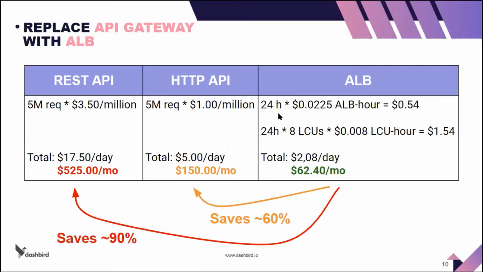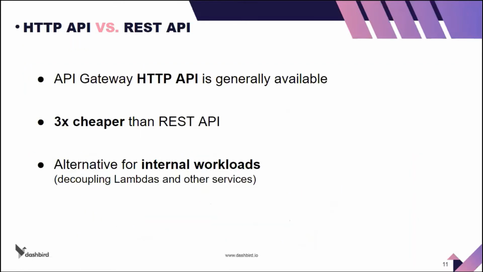The HTTP API, which is the new version, the simplified version that AWS launched last year and went generally available recently this year, would already save a lot of money, reducing to $150 per month. But if we consider an ALB for this exact same use case, it can save us even more money, even in comparison to the HTTP API, reducing to around $60 US per month. So for high throughput APIs, we can see that ALB is a very good opportunity for cost savings.